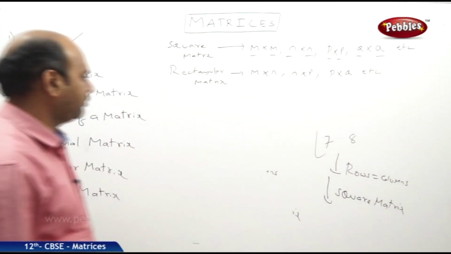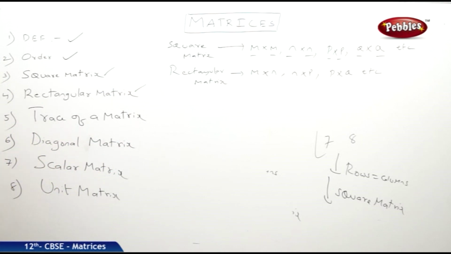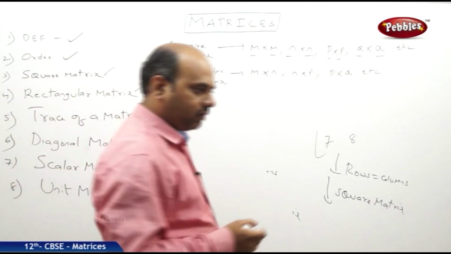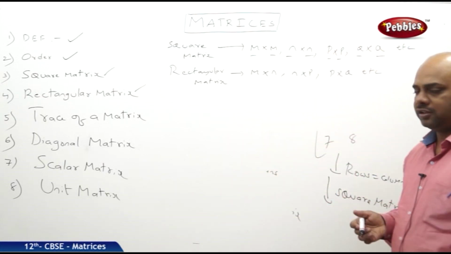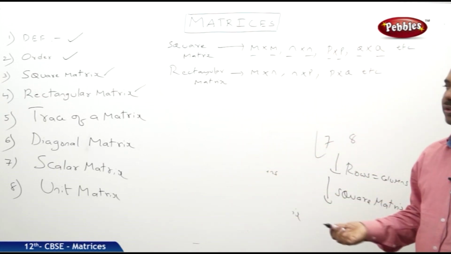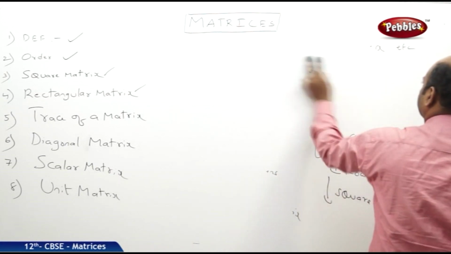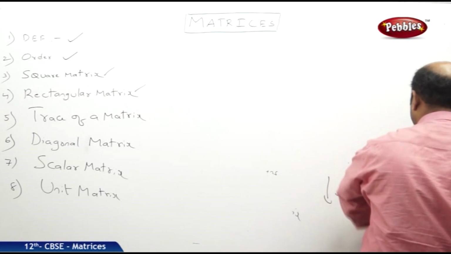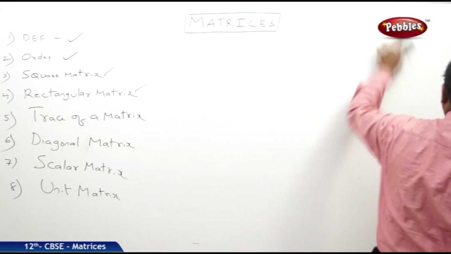Right? I think now you followed the definition of a square matrix and a rectangular matrix. Finally, what I conclude: a matrix is said to be a square matrix if both rows and columns are equal. A matrix is said to be a rectangular matrix if columns and rows are not equal. Now, we shall see another important definition called trace of a matrix.